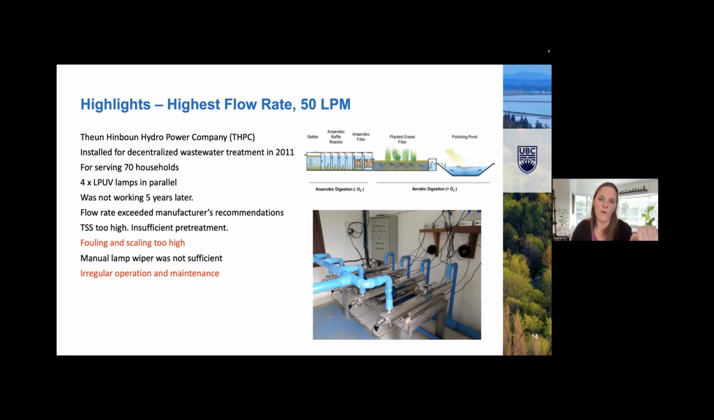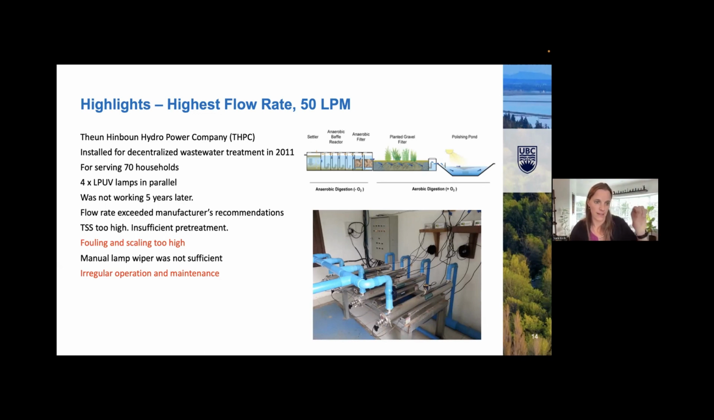There were a few things going on. One is that the flow rate they were using exceeded the manufacturer's recommendations. Also, the total suspended solids were too high, which we assume was due to insufficient pre-treatment. The planted gravel filter had been in use for 5 years, and there wasn't really any maintenance to regenerate what was in there. They also had high fouling and scaling of the quartz sleeves covering the lamp. And I should say this is in Lao, where there are a lot of limestone foundations, so calcium carbonate would be higher in the water source there.